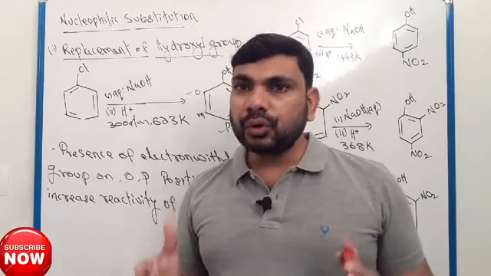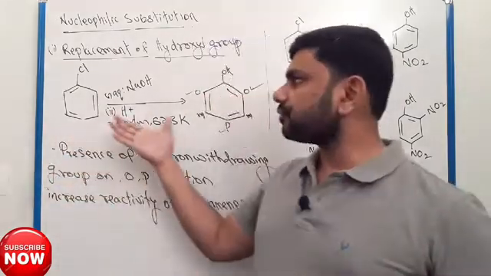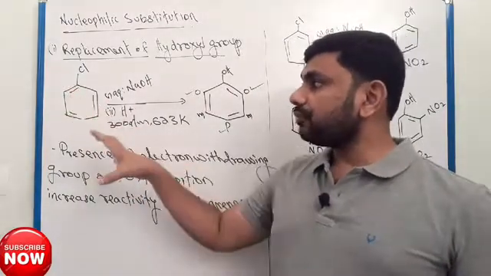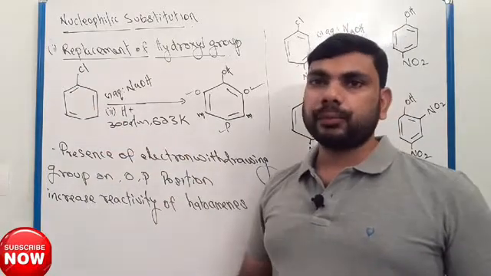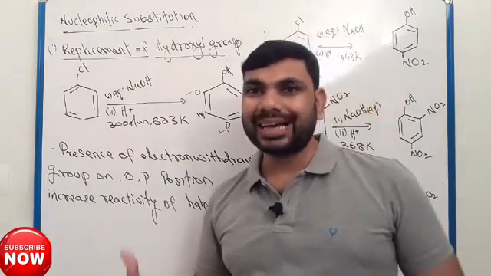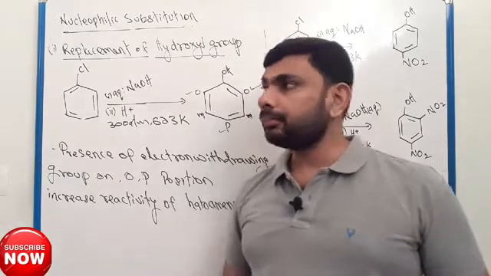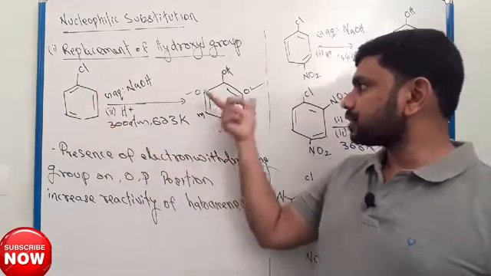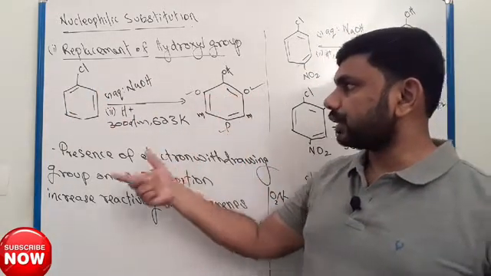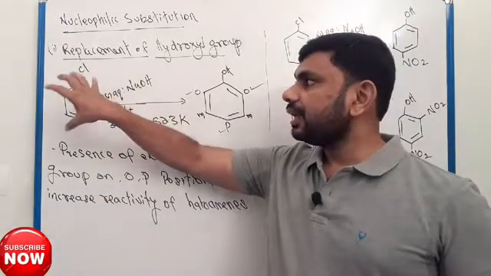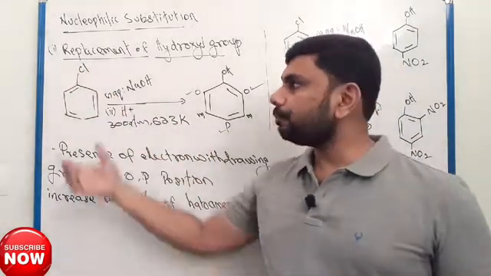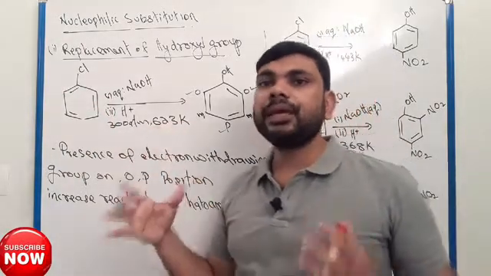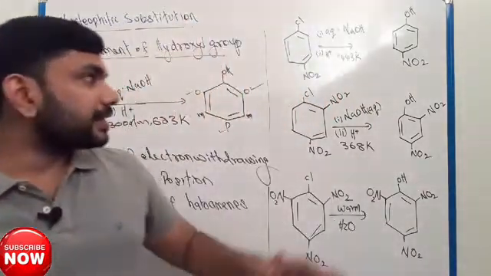This type of nucleophilic substitution reaction will increase if there is any electron withdrawing group, such as NO2, nitro. This is an electron withdrawing group. If there is any electron withdrawing group in the ortho or para position on the reactant side, this type of chemical reaction will increase. So here is an example for this.